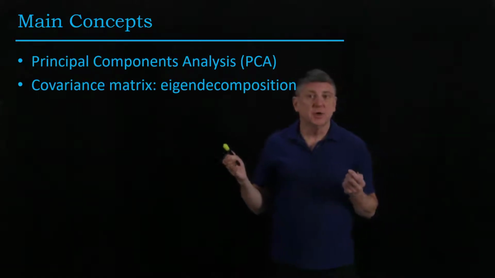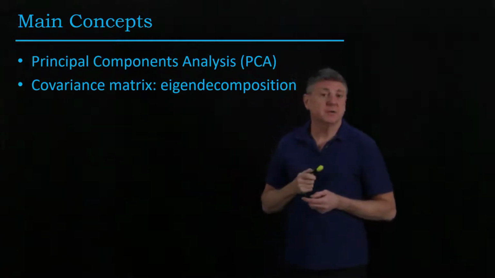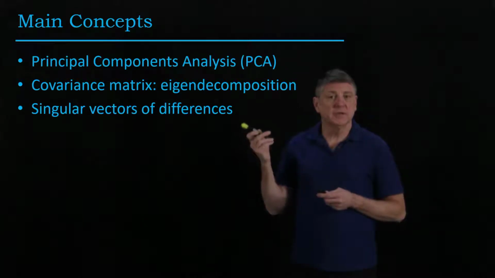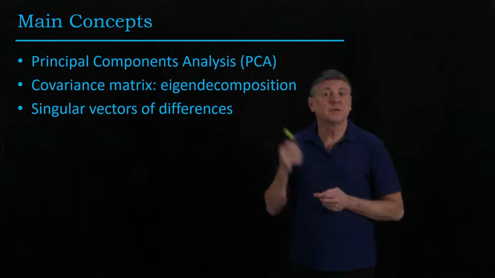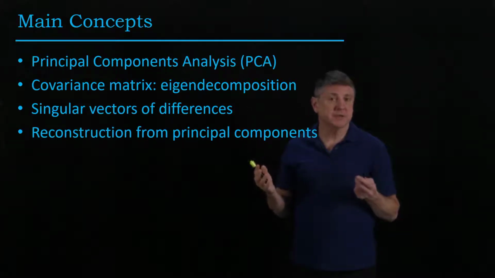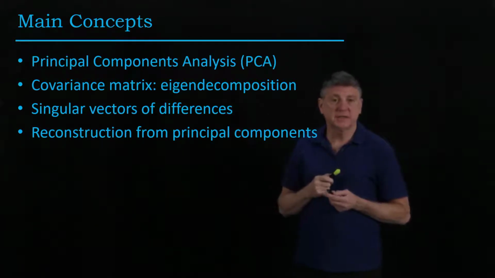To understand this, we'll explore a covariance matrix in greater detail by looking at the eigenvalues and eigenvectors of that covariance matrix. This will be closely related to the SVD of the difference matrix of our original data. And we'll explore how we can reconstruct this using these principal components from principal components analysis.